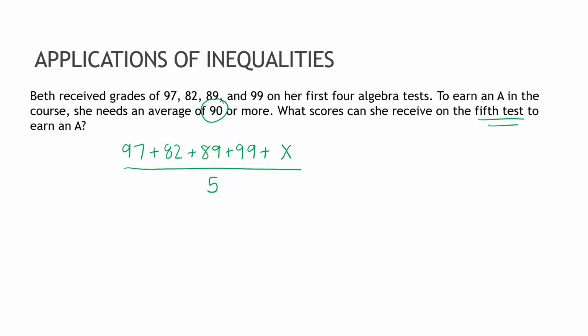It says she needs an average of 90 or more. So 90 or more means it could be equal to 90, or the average could be more than 90. So I'm going to use greater than or equal to 90. So let me talk about that part again, because a lot of people get those switched around. This side is the average. I'm finding the average by taking all of the values, dividing them by 5, because there are 5 test scores. I need that number to be 90, which is the equal to part, or more, which is the greater than part.